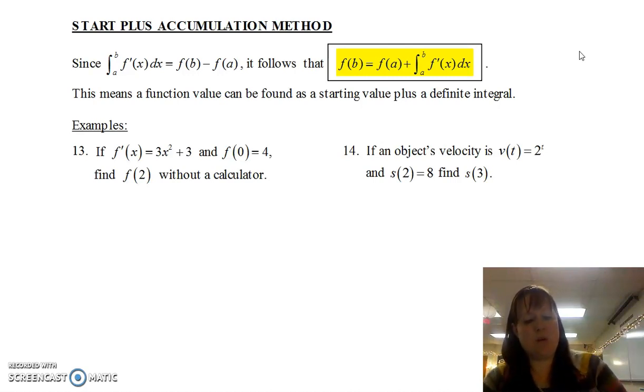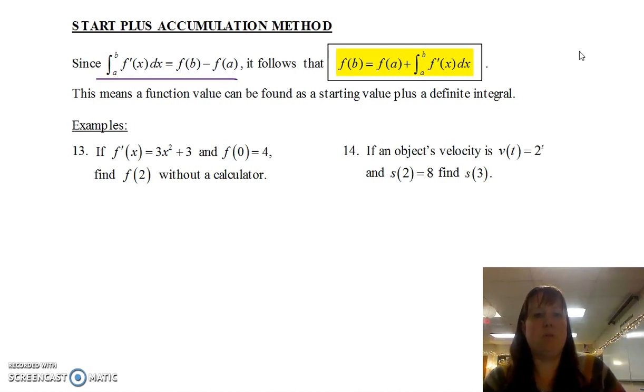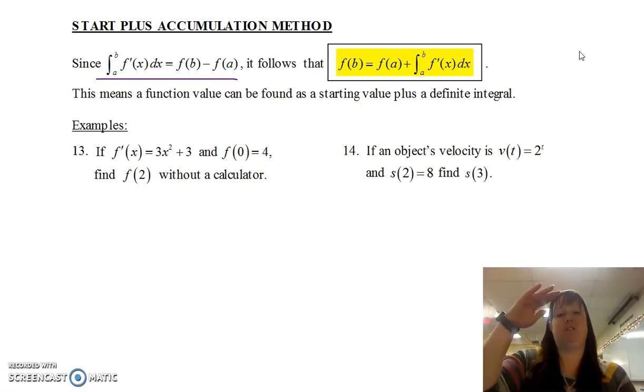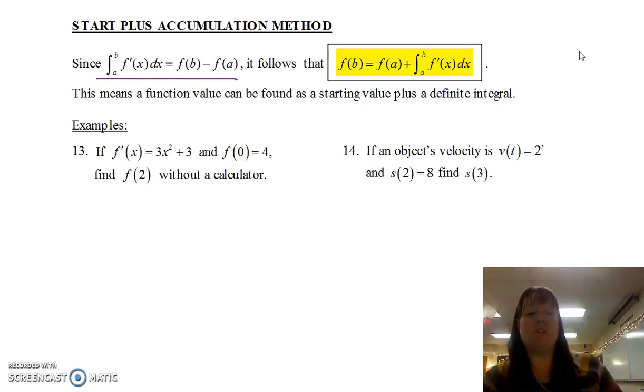So basically what I'm telling you is that if this is true, we know this is true from the fundamental theorem of calculus. It says that the integral of some function equals its step-up function. I don't know the actual technical term for that, but the function above it: the value of that function at b minus the value of that function at a. And if we did a little bit of algebra on that, we would see that if we add f of a to both sides, we actually get this right here. It's all yellow right here. This is the start plus accumulation.